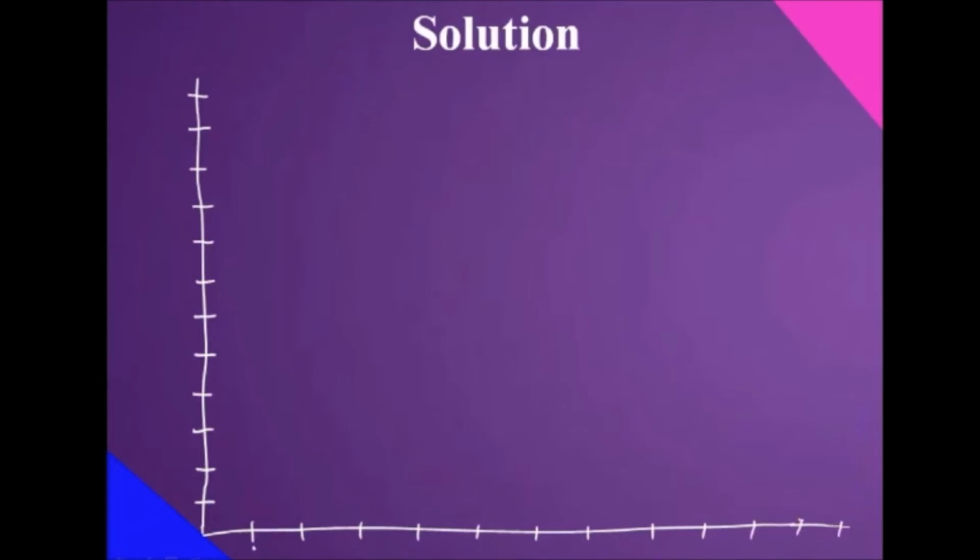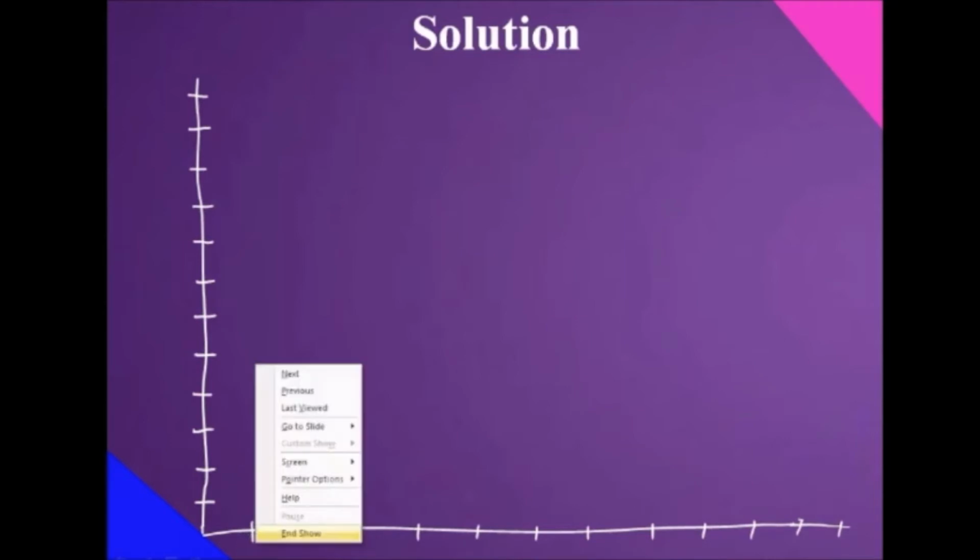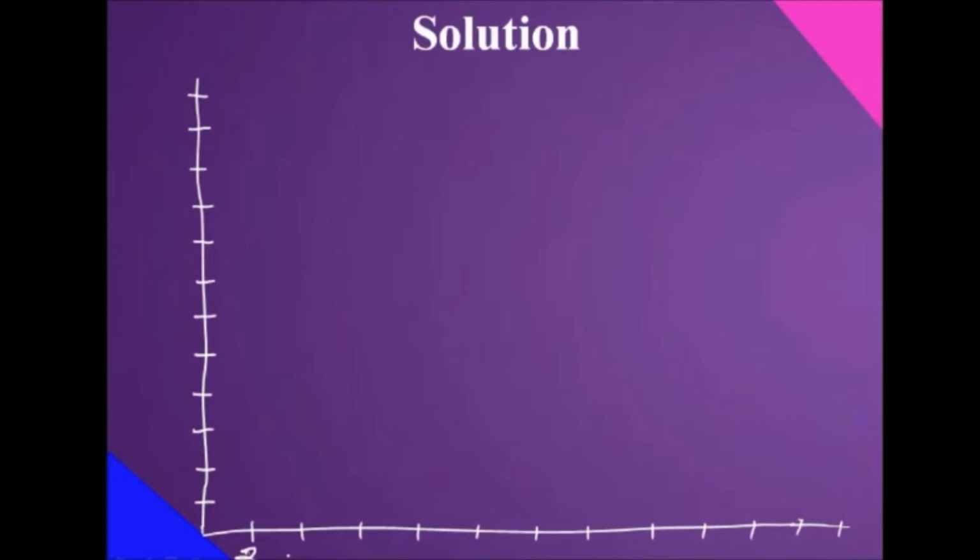Alright, so let's have our label. Gawin by 2s para abot siya hanggang 20. Let's have 2, 4, 6, 8, 10, 12, 14, 16, 18, 20, 22, and 24. Tama ba?